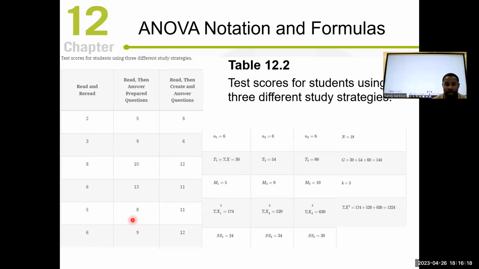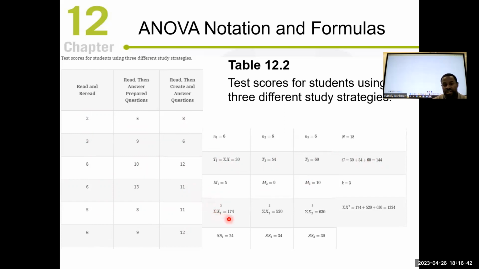The same thing for my second treatment group, and the third treatment group is 60, right? So I'm just adding all of those scores together to get my grand total, all the scores, and it is 144. Okay, so that is listed here. You also need to get your mean, because I want to know what those mean differences are.